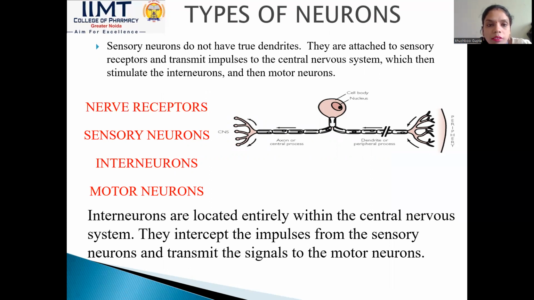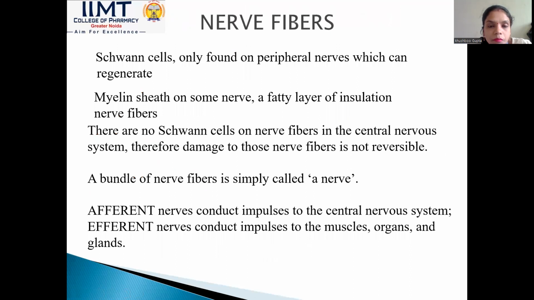The sensory neurons do not have true dendrites. They are attached to the sensory receptor and transmit the impulses to the central nervous system, which then stimulates the interneurons and motor neurons. Interneurons are located entirely within the central nervous system. They intercept the impulses from the sensory neurons and transmit the signals to the motor neurons.